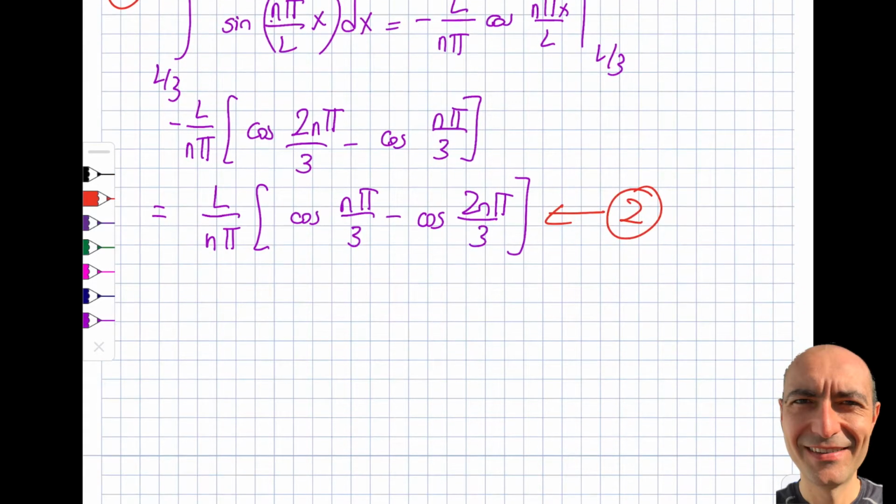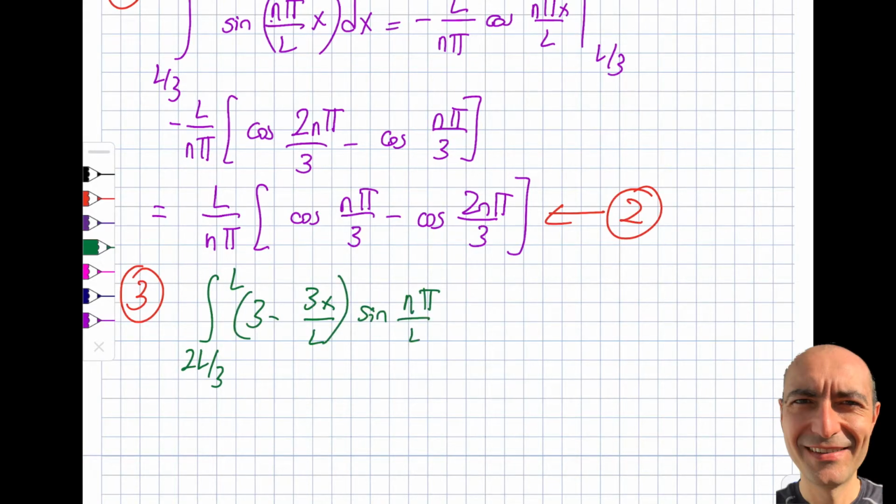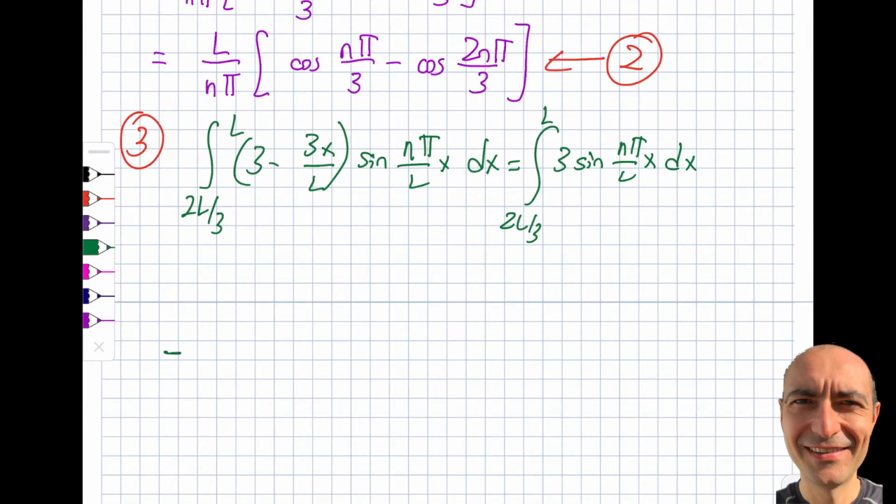Let's look at the third one. That will be a little bit more challenging. It's going to be from 2L by 3 to L this time around, 3 minus 3x by L, that was the equation of f of x, sine of n pi by L x dx. Okay, so I will separate this into two integrals, easy. 2L by 3 to L, 3 sine n pi by L x dx, minus, let's not forget the minus, the integral of 3x by L sine n pi x by L dx.